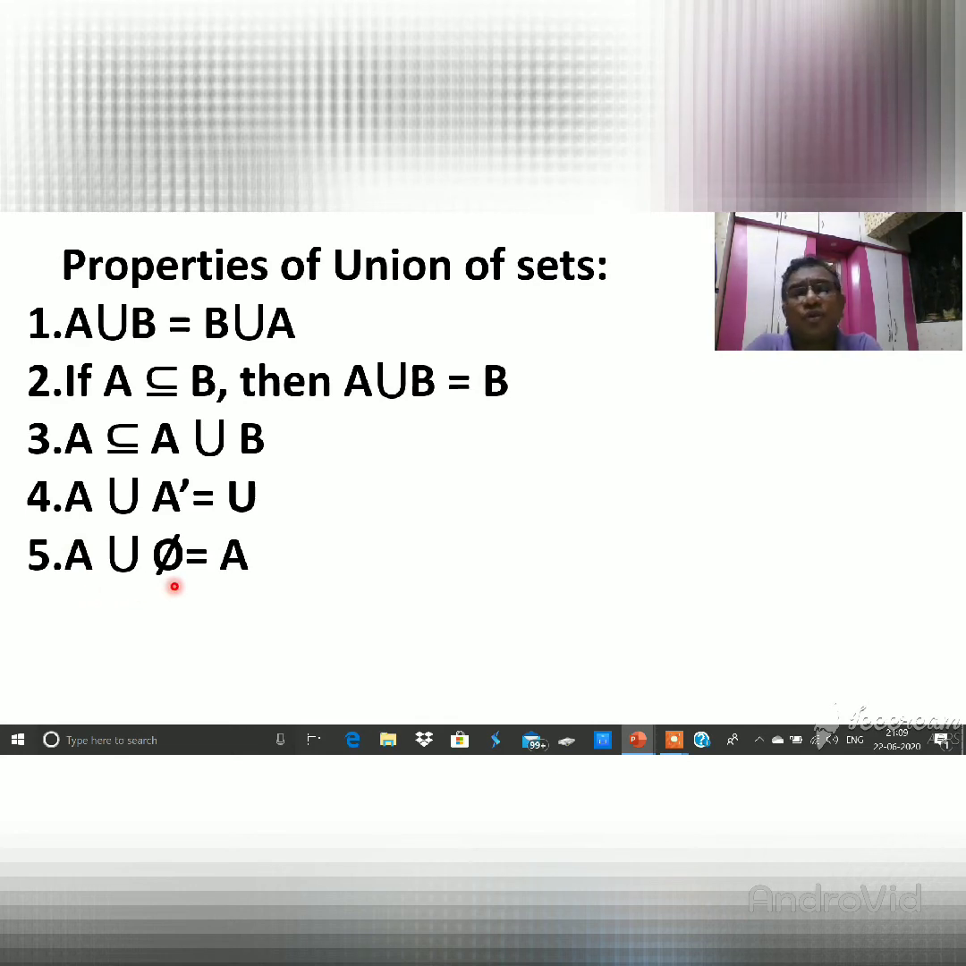Now, what is A union with the empty set? Empty set means null set. Null set means no element is there, nothing at all. Suppose you have 5 rupees and I say I am giving you nothing. How many do you have? You still have 5. In the same way, here A is the set, and it is united with the empty set. Empty set means I am giving nothing, null set means nothing, so the set A remains. So this property is completed.